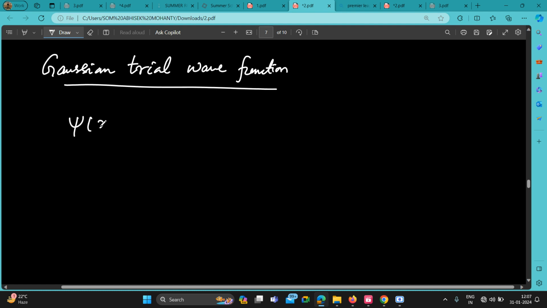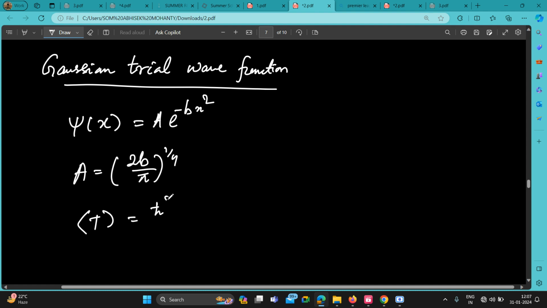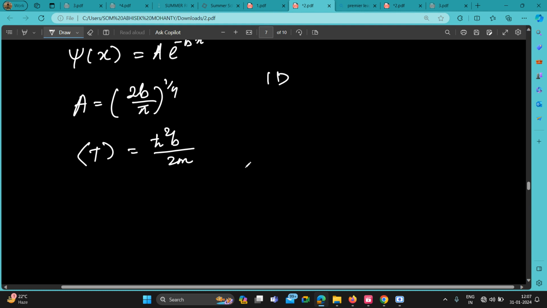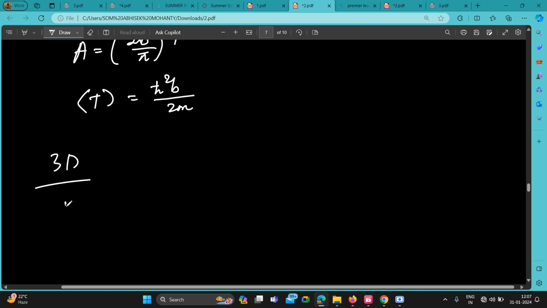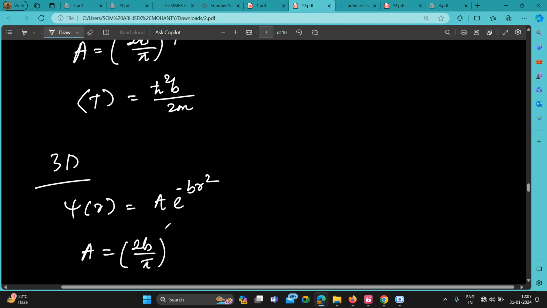That is psi(x) = A e^(-bx²). A is equal to what? (2b/π)^(1/4). And your kinetic energy will be ħ²b/2m. Remember, this is for 1D. For a 3D Gaussian wave function, psi(r) = A e^(-br²). So A will be (2b/π)^(3/4). So T will be 3ħ²b/2m.